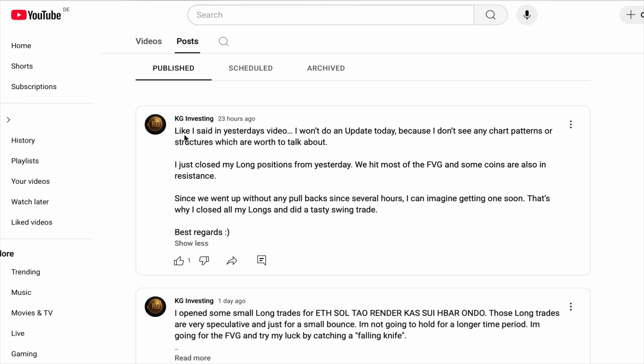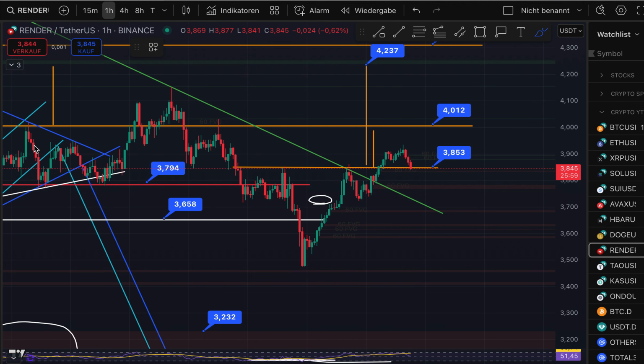And yesterday I did another community post to keep you updated on my trades. So basically I said that I opened some small long trades 2 days ago. And I also said yesterday that I closed all my long positions because we went into fair value gaps. We are at resistance and we didn't see any kind of pullback for several hours. So I expected a pullback coming in. I also said that I didn't see any kind of chart patterns and structures, so I didn't do an update yesterday. So, when was it?